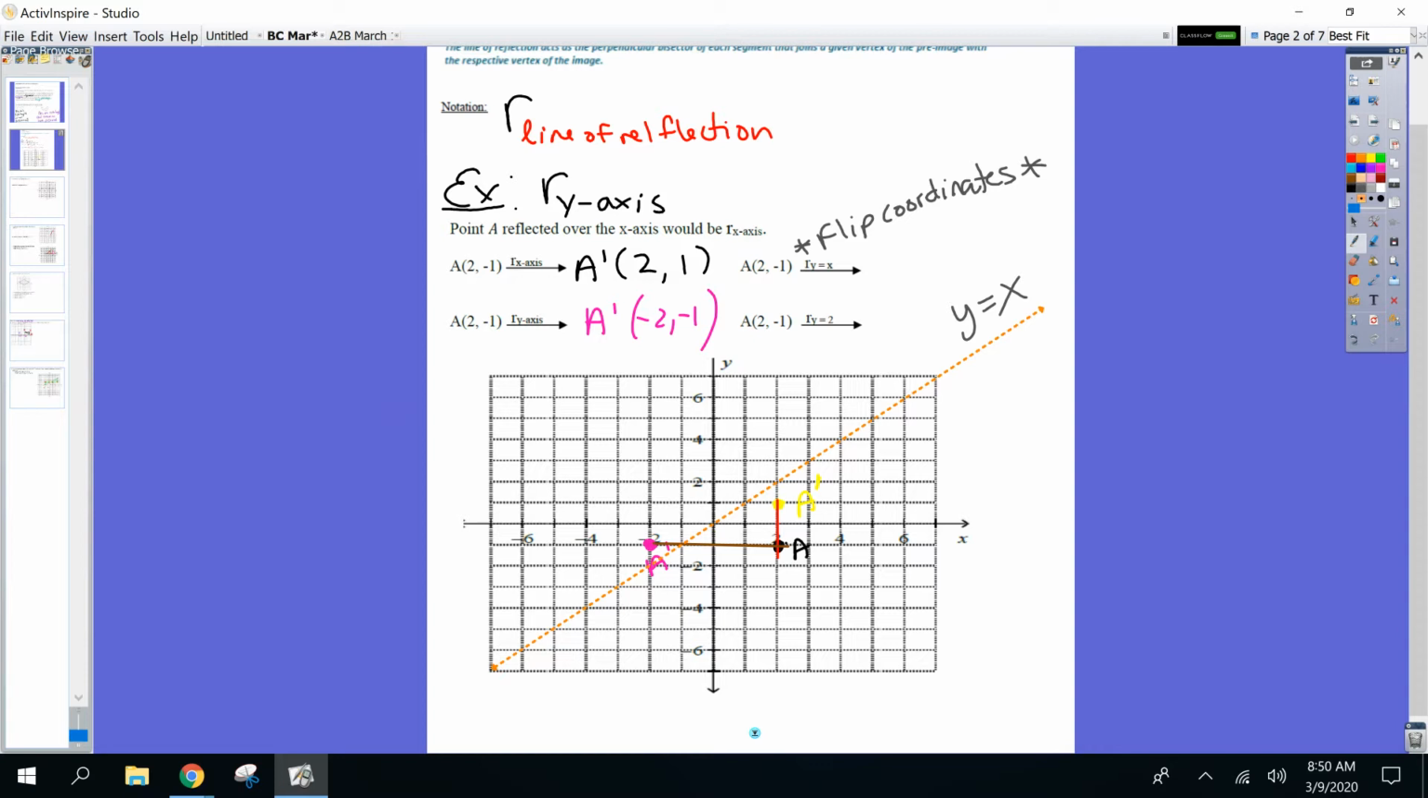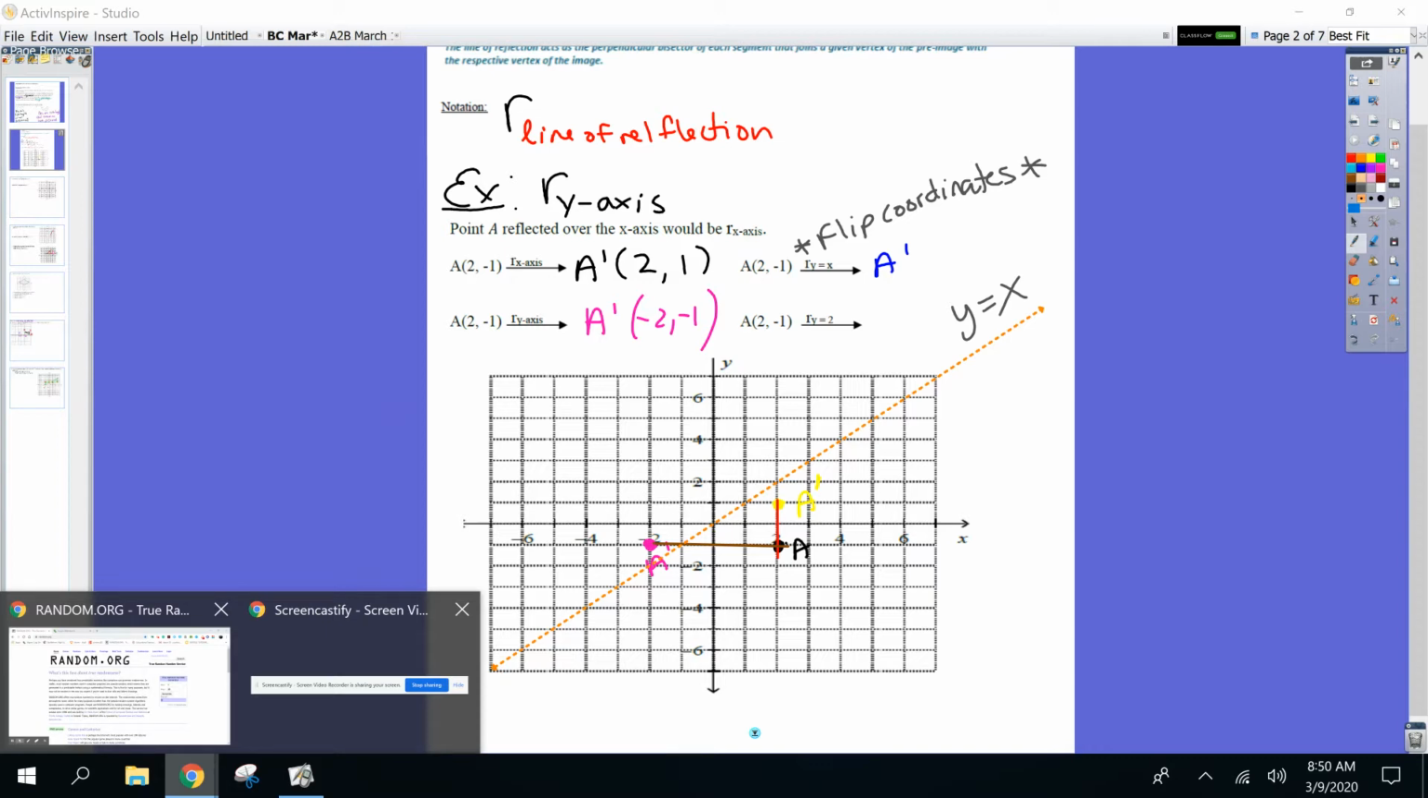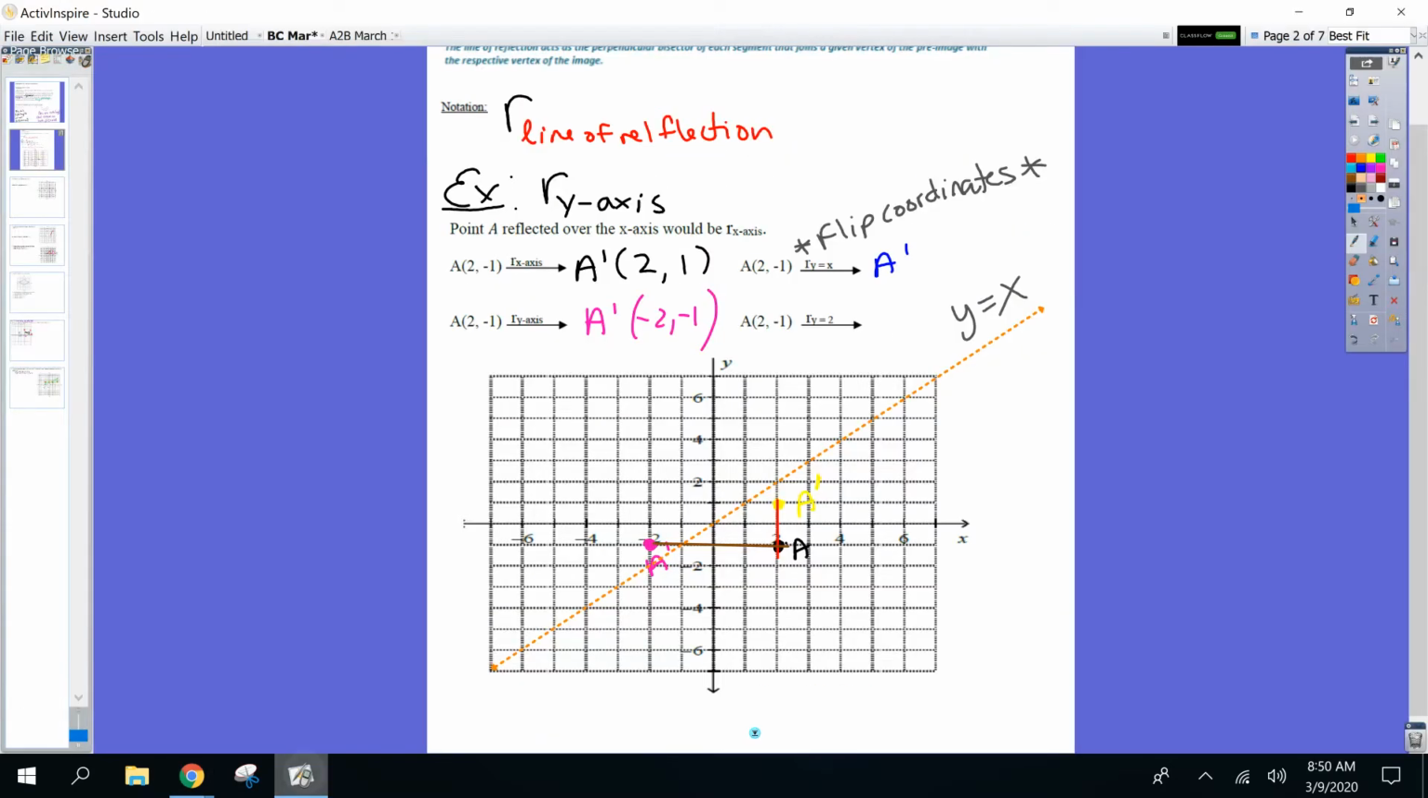So what does A prime look like? What coordinate would A prime be? What is it? -2, 1. Did we say change the signs? I don't think I did. We can go back on the tape if we need to as well. Okay, what does flip the coordinates mean to you? Flip the x and the y. Don't change anything.